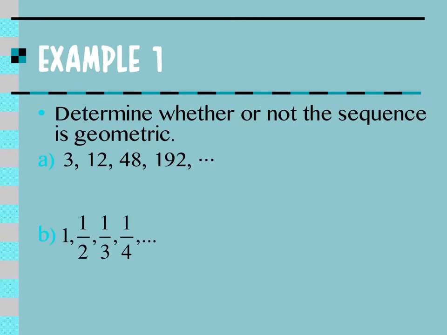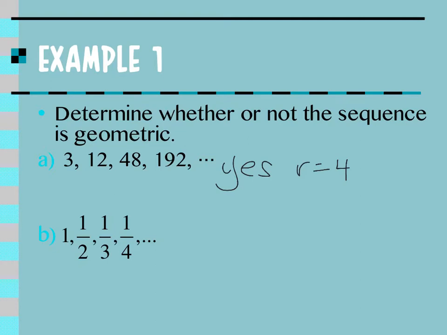All right, so example 1 says determine whether or not the sequence is geometric. Sometimes they're going to be obvious. You can just look at the second, divide it in your head by the first, the third by the second, and make sure they're all the same. So 12 divided by 3 is what? 4. 48 divided by 12 is 4. 192 divided by 48 is 4. So yes, this is a geometric sequence, and the r would be 4.